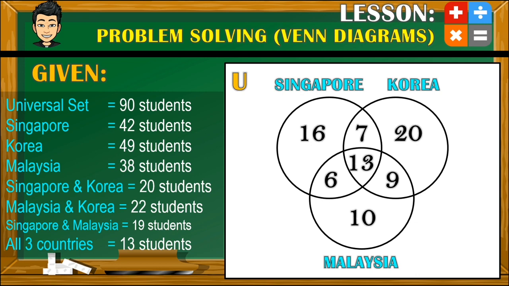Lastly, to check kung may mga elements tayo outside the Venn diagram, i-add lang natin lahat. So 16 plus 7 plus 20 plus 6 plus 13 plus 9 plus 10, the answer is 81. Since 90 ang universal set o kabuuang bilang natin, kulang pa tayo ng 9 students.